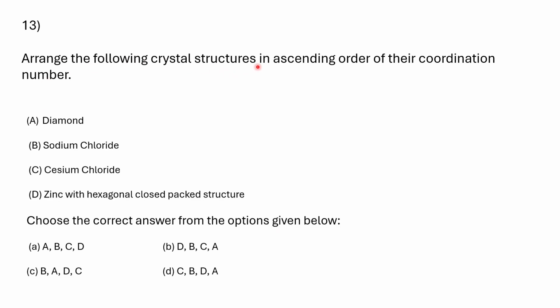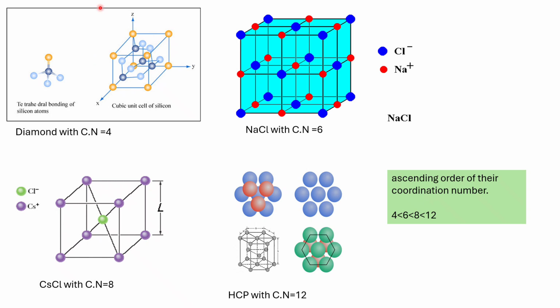Arrange the following crystal structure in ascending order of their coordination number. हमारे पास कुछ स्ट्रक्चर है like diamond, sodium chloride, cesium chloride, zinc with a hexagonal closed pack structure that means HCP. तो हमें यहाँ पे इनका कोऑर्डिनेशन नंबर निकालनी है और उसके बाद उसको एसेंडिंग ऑर्डर में लिखना है. सो लेट्स से ये है हमारे पास डायमंड स्ट्रक्चर. यहाँ पे you can clearly see that the coordination number is 4.